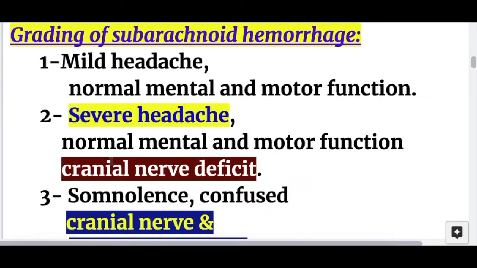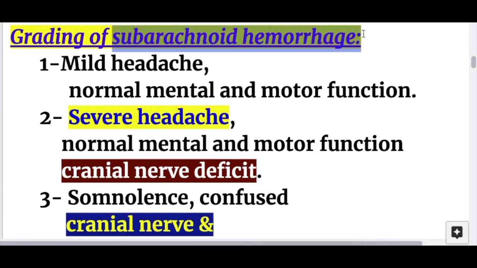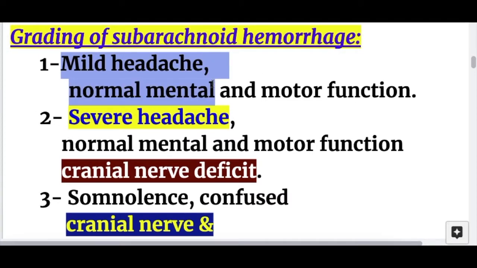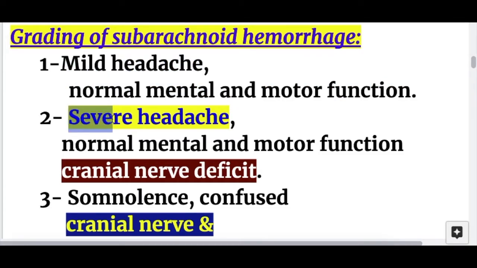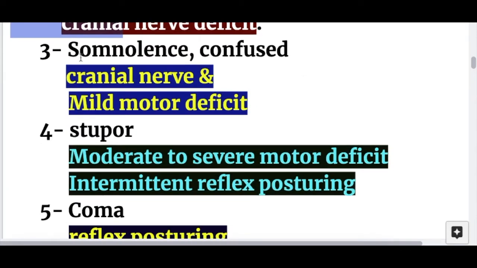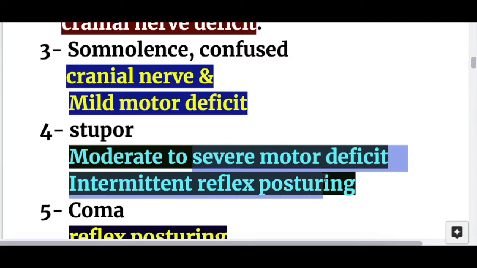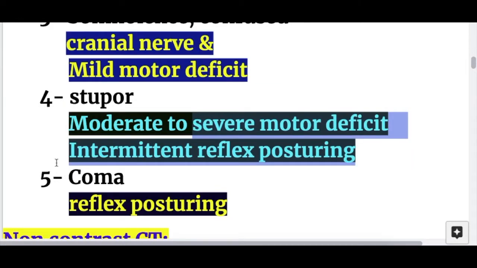Depending upon the signs and symptoms, subarachnoid hemorrhage is graded into different stages. Grade 1, mild headache with normal mental and motor function. Grade 2, severe headache with normal mental and motor function, but there are cranial nerve deficits. In grade 3, there is somnolence, confusion, cranial nerve deficit, and also mild motor deficit. Grade 4, there is moderate to severe motor deficit and intermittent reflex posturing, whereas in grade 5, there is coma and reflex posturing.